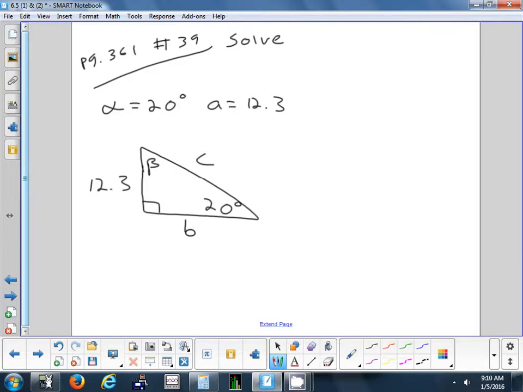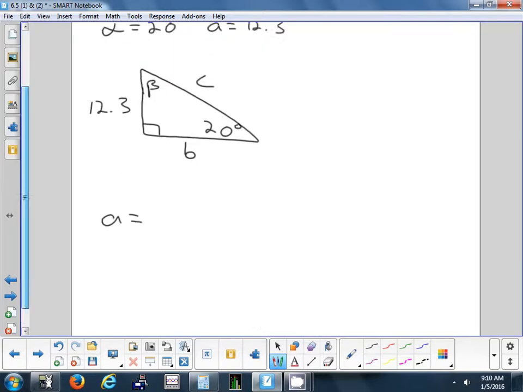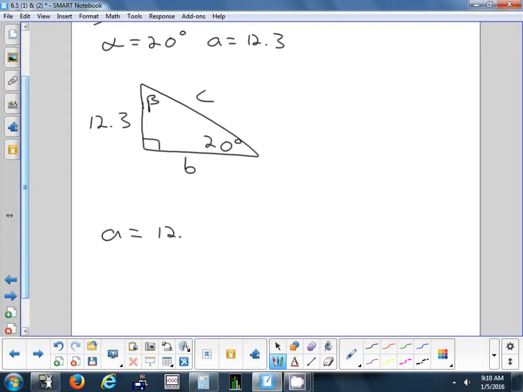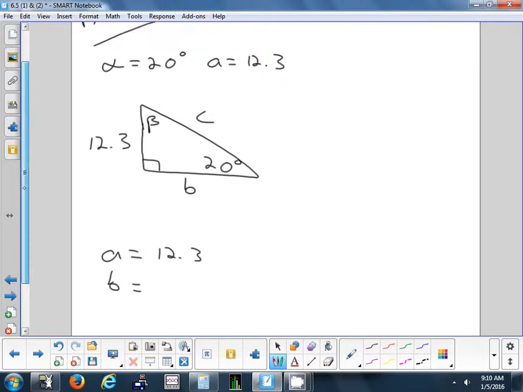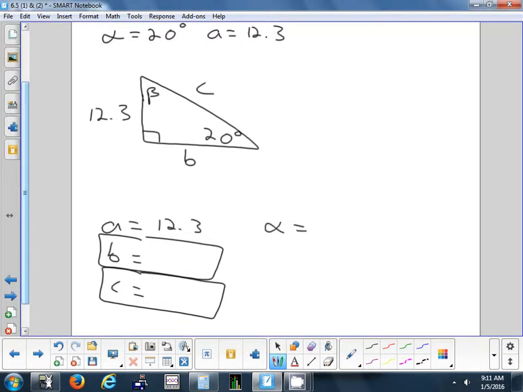And now I'm just going to make a table so when I'm writing all my final answers, they're all nice and organized in one spot. All right, so A we know. Okay, B, no, we don't have B. And we don't have C. Okay, alpha, yep, we know that one. Beta, we don't know. And then we have the right angle.